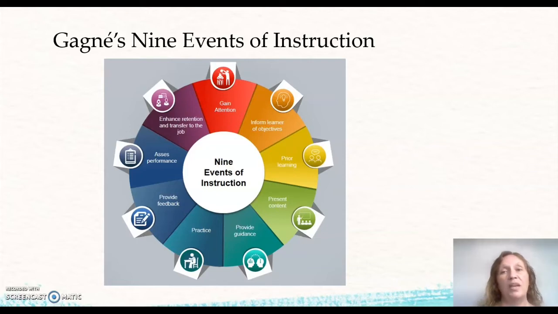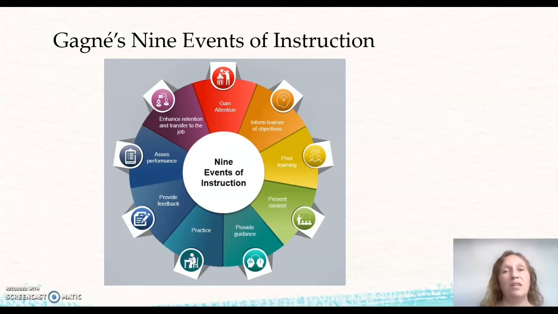The third step is to activate prior knowledge. Gagne notes that most learning is based upon prior knowledge, and one way to store that knowledge in memory is through repetition and making connections. The fourth step is presenting the content. Gagne suggests presenting information to students in various ways so that the learning needs of the students are met regardless of learning style. The fifth step is providing your learner with guidance.